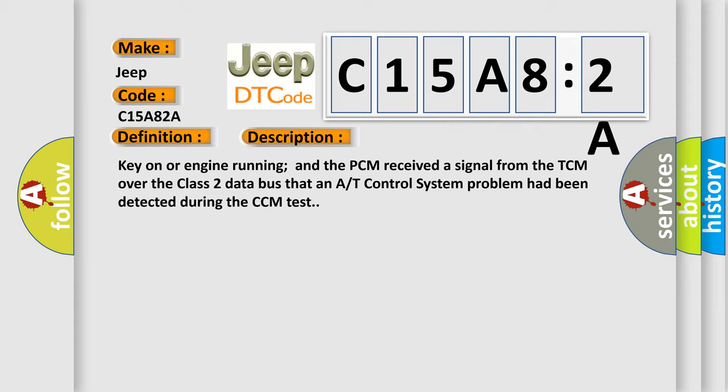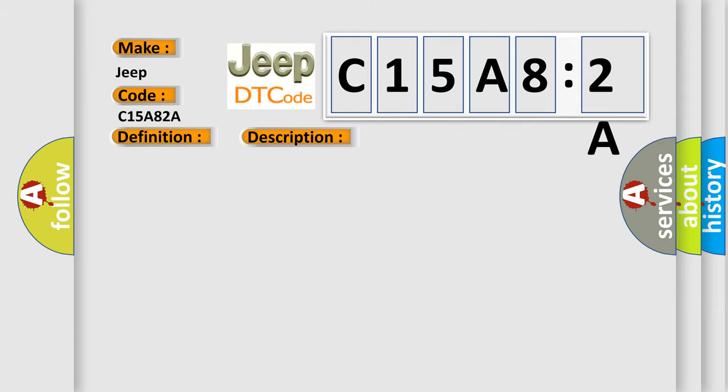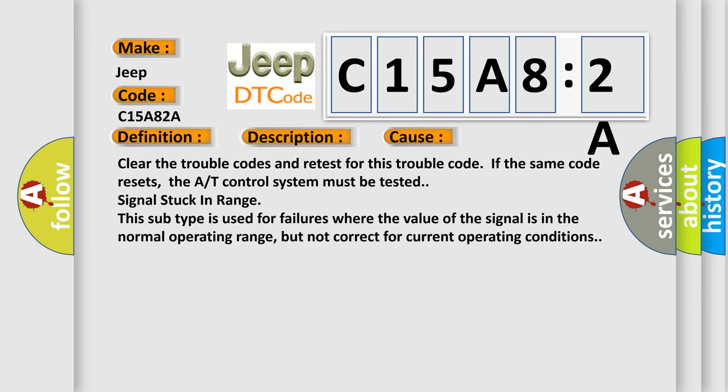This diagnostic error occurs most often in these cases. Clear the trouble codes and retest for this trouble code. If the same code resets, the control system must be tested. Signal stuck in range. This subtype is used for failures where the value of the signal is in the normal operating range, but not correct for current operating conditions.